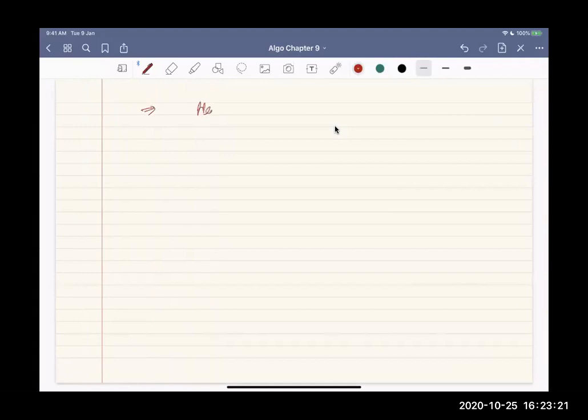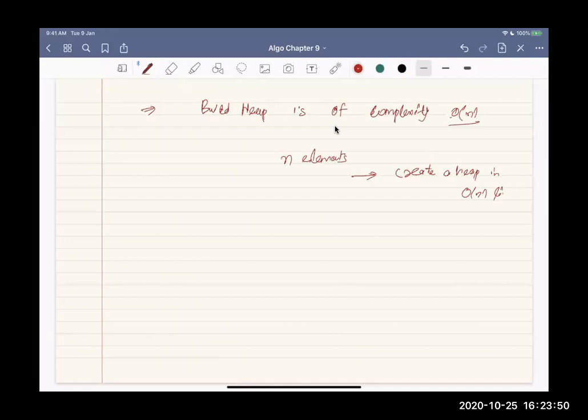So, EP5, or not EP5, is actually the build heap. The build heap is of complexity order n, and that is very interesting. That means if you give me n elements, I can create a heap in O(n) time. Wow, O(n) time, and that means I don't even have to worry about using n log n time to create a heap. So that is interesting.